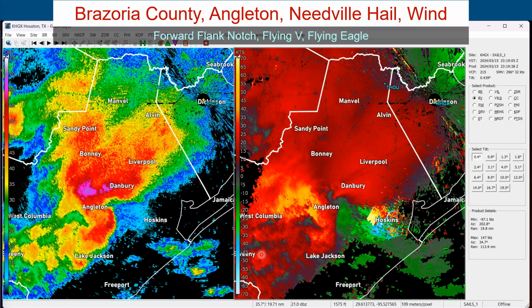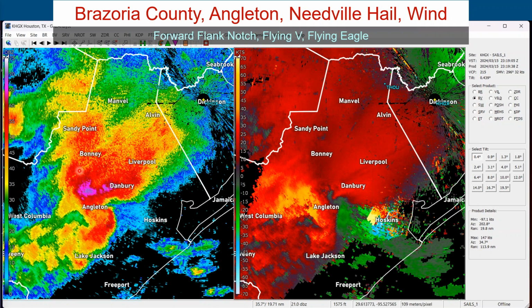So moving ahead in time, looking at this other storm, the one that moved through Angleton, Danbury, Brazoria County, extending back to Needville. What are we looking at here? On the left-hand side, that bright purple area is my hail part of the supercell. Now on the northern part, I've got my flying V, a little bit of what we call a flying eagle appearance up there. And then here is what you would call more of the hook part of the supercell.